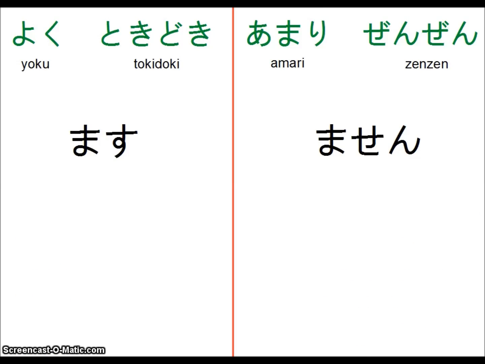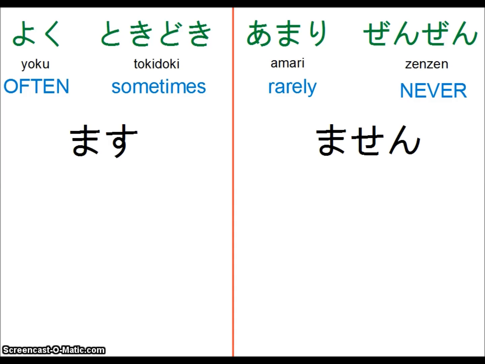Lastly, I thought that we would cover some of the time words that we can use in our sentence to be more descriptive. So here at the top on the left-hand side, we have yoku, which means often. And next to it we have tokidoki, which means sometimes. So often, it happens a lot, so it's in big writing because it's a very strong word. And tokidoki means sometimes. On the right-hand side, we have amari, which is rarely, so, not so often. And then we have zen, which means never, and it's written in big writing to emphasize how it never happens.